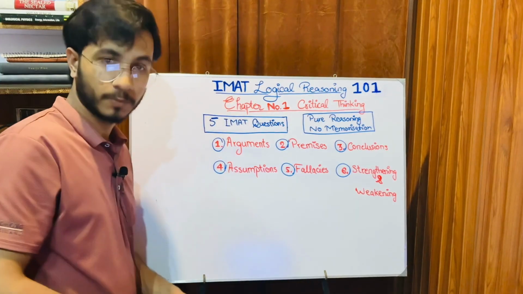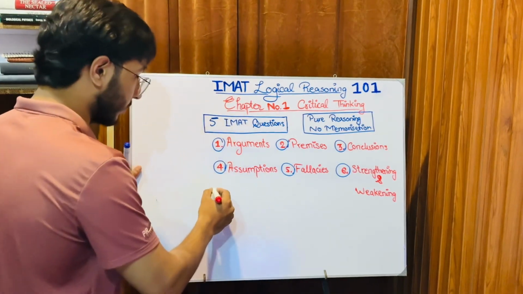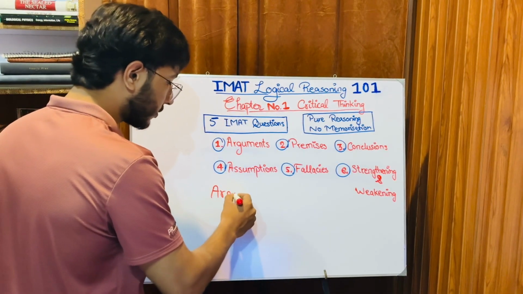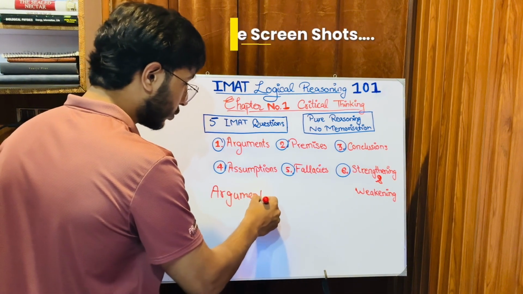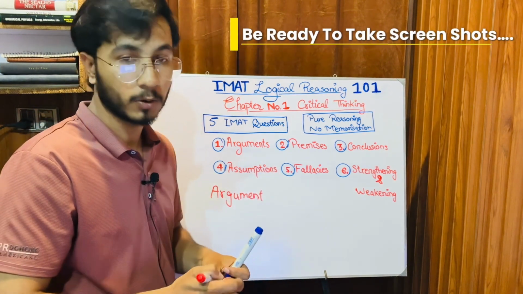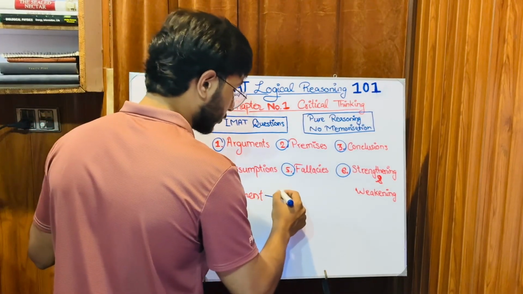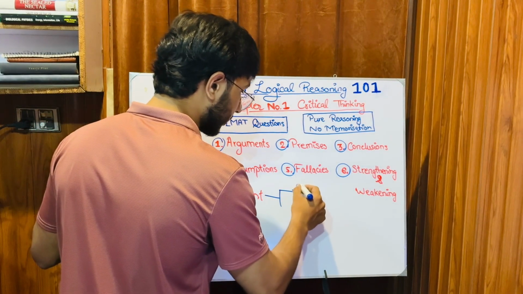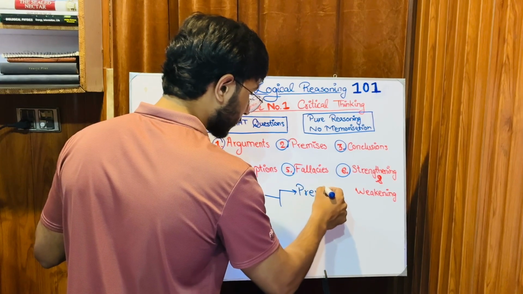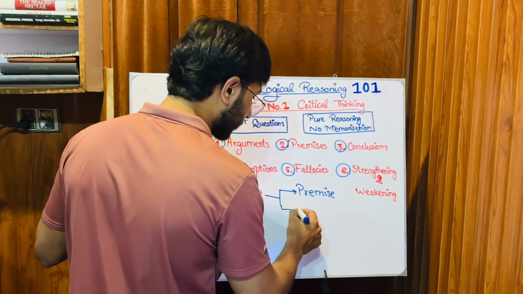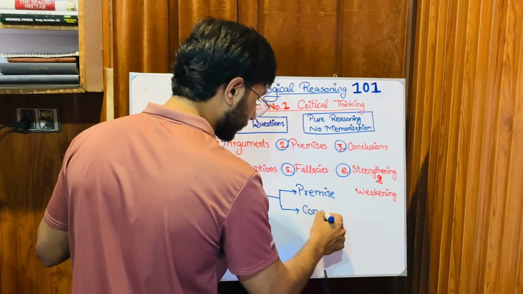The first thing that we'll be learning is what an argument is, because without learning what an argument is you won't be able to understand the whole critical thinking part. An argument contains actually two things. The first is the premise, and the other part is the conclusion.